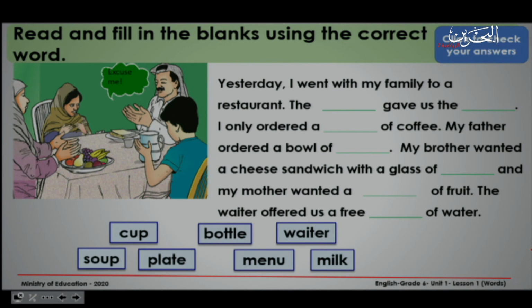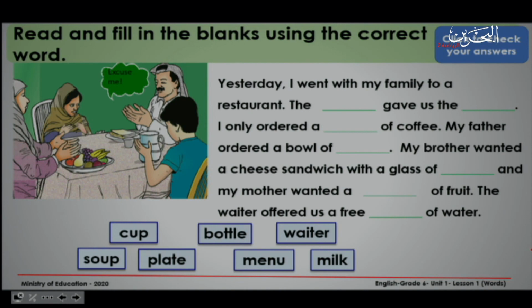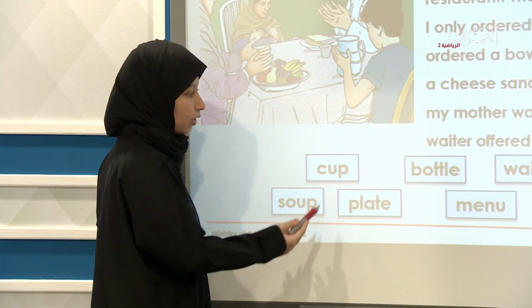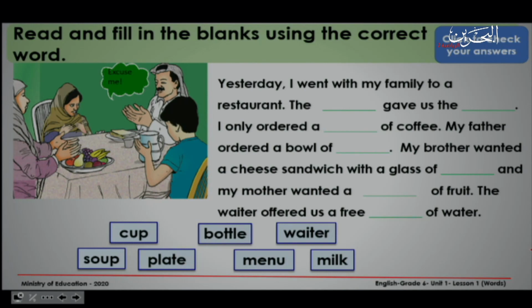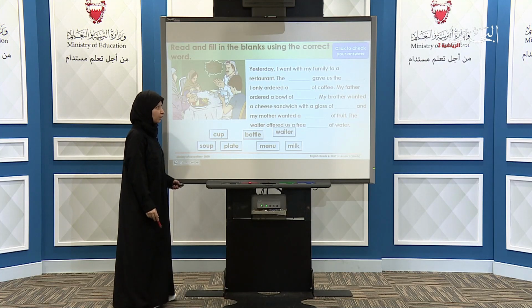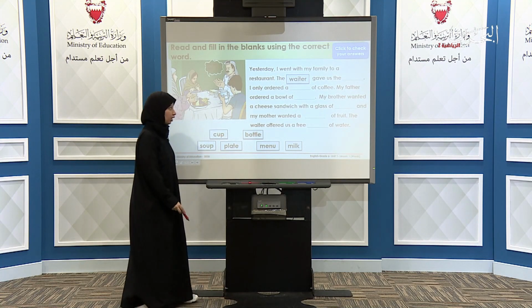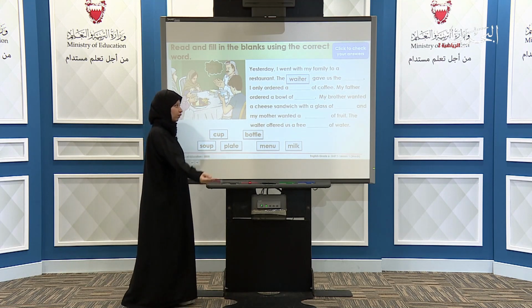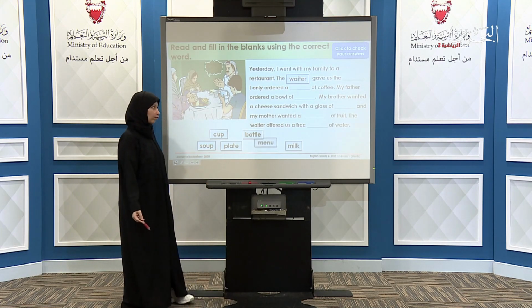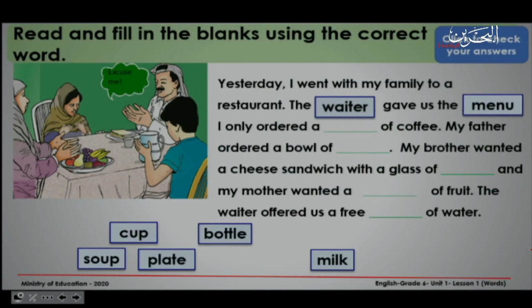Now let's check our answers. Yesterday, I went with my family to a restaurant. Which option suits the best? The cup, the bottle, the waiter, the soup, the plate, the menu, the milk. We are talking about an action. The waiter gave us the, what do they give in the restaurant? They give us the menu. I only ordered a, what do we use for the coffee and tea? Remember, we use a cup of coffee.